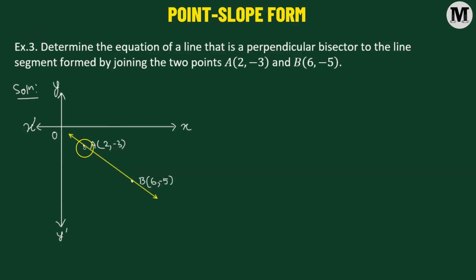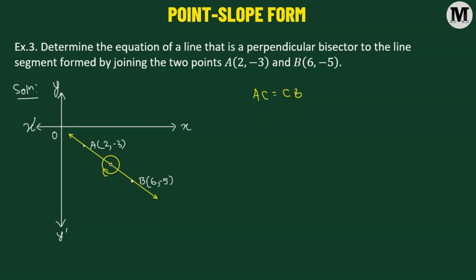Now, what we have here is the line that passes through points A and B. This is the line segment. Our goal will be to determine the equation of the perpendicular bisector of this line. A perpendicular bisector means a line which is perpendicular to AB as well as bisects AB. If it is bisecting, that means it's dividing the line segment AB into 2 equal parts, let's say at point C. So here we have AC equals CB, or you can say C is the midpoint of AB.